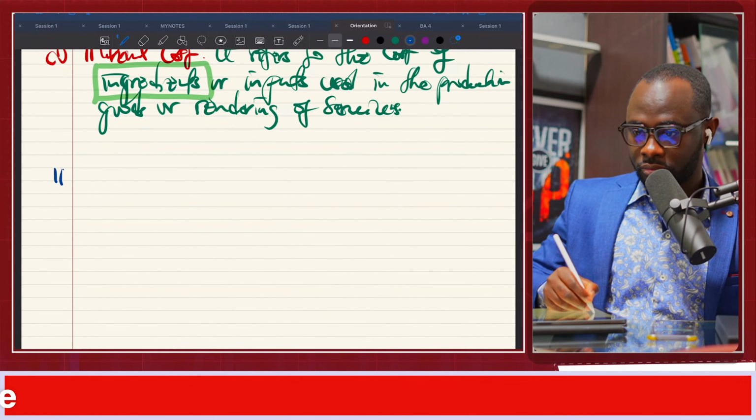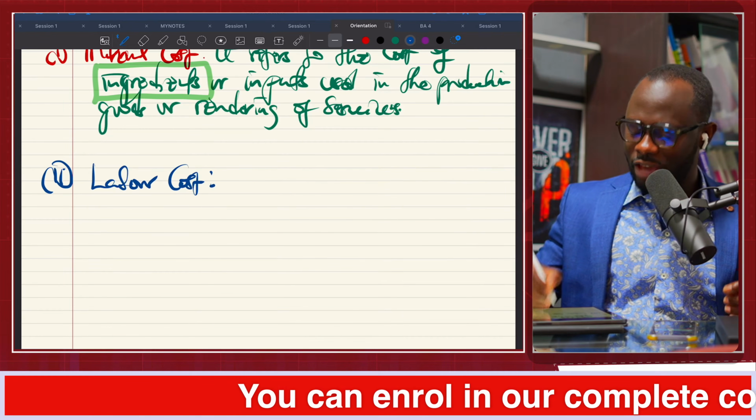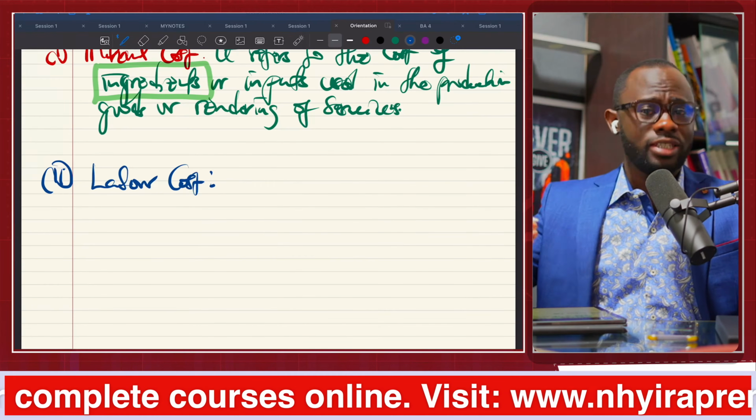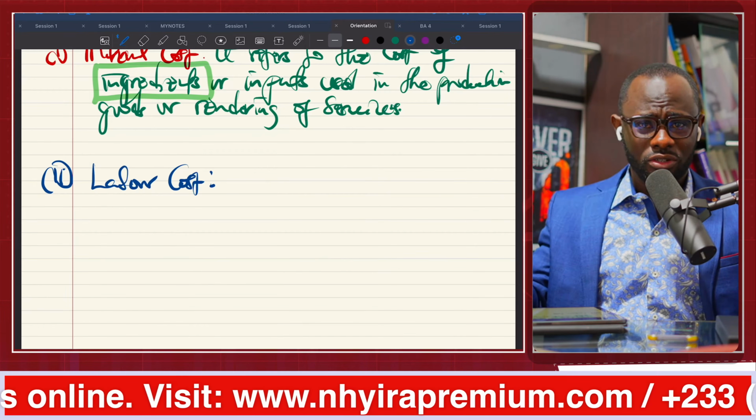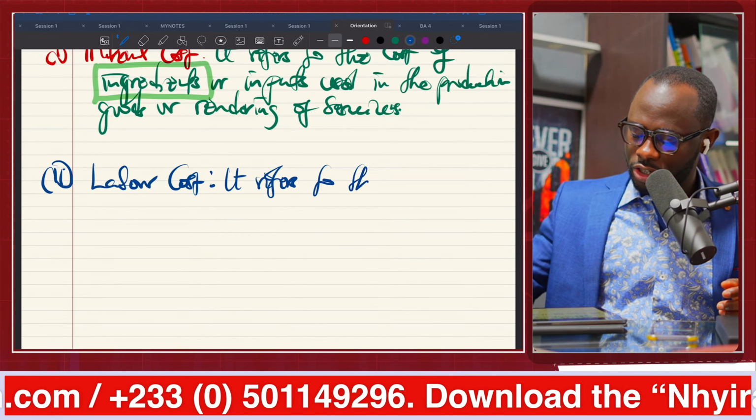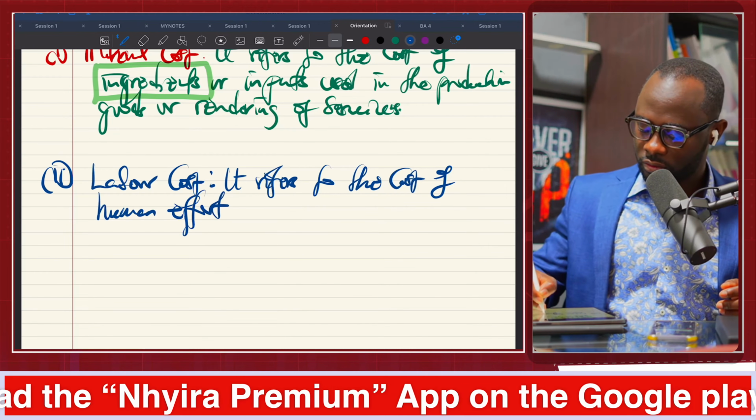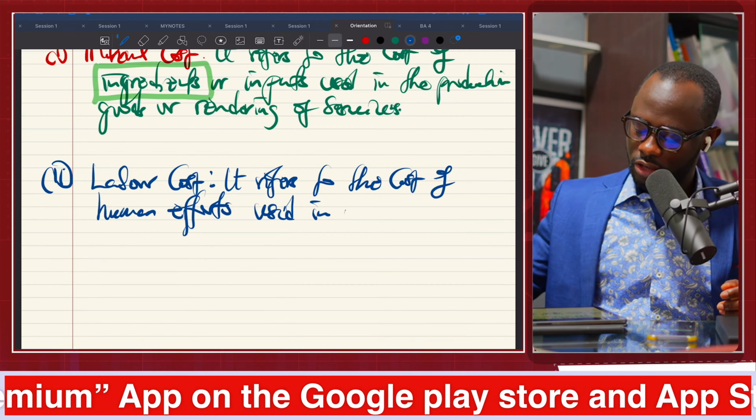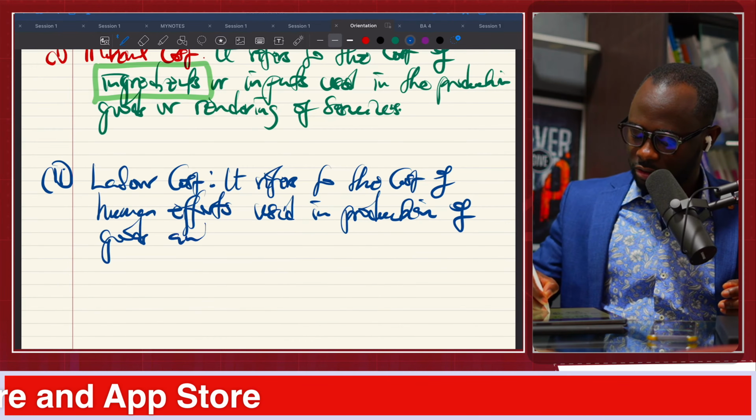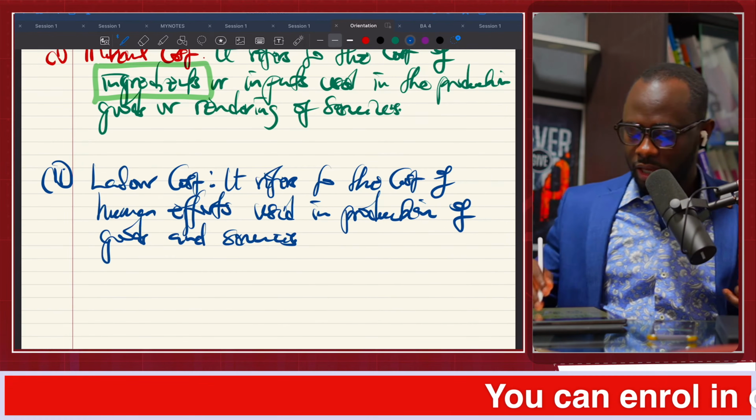Number 2, that is going to be labor cost. For everything that we are doing as an organization, we're going to be incurring labor cost. So what is labor cost? It's simply the cost of human effort used in the production of goods and services, if you want to. So it refers to the cost of human effort used in the production of goods and services. That could be our labor cost.